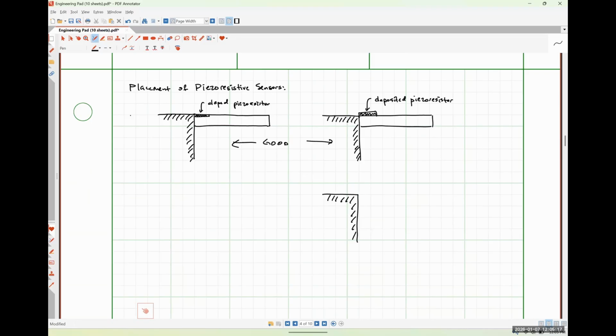So there we've got our anchor. Here we've got our beam. And let's make our piezo resistor really thick. Okay. Why is that bad?